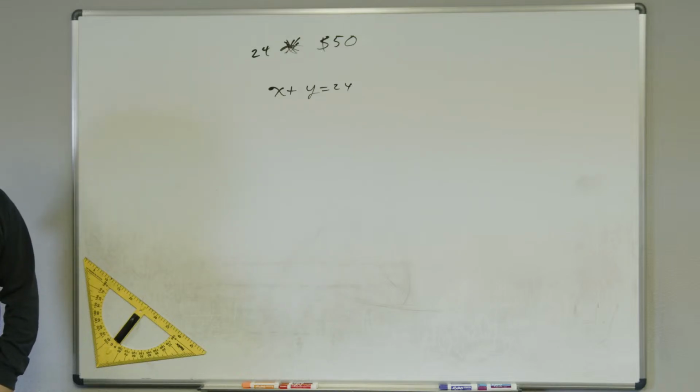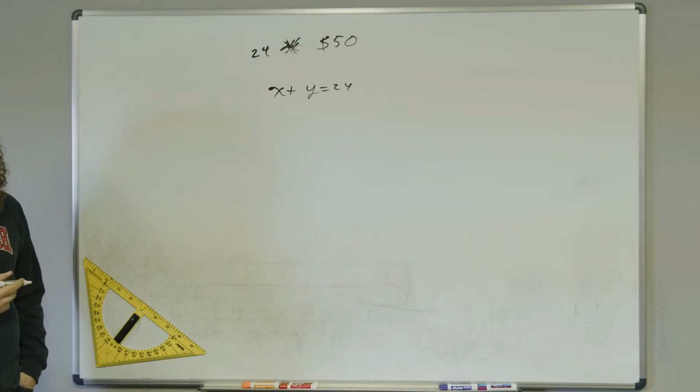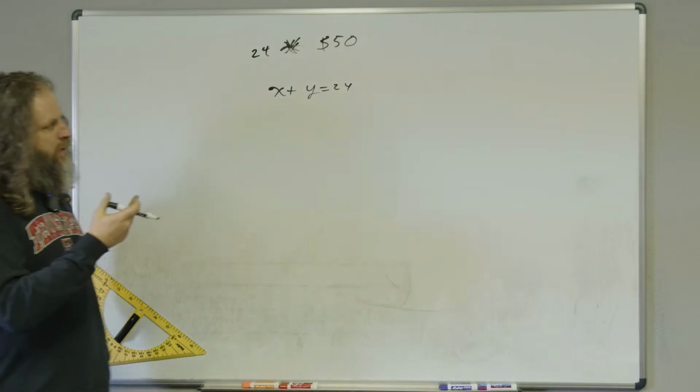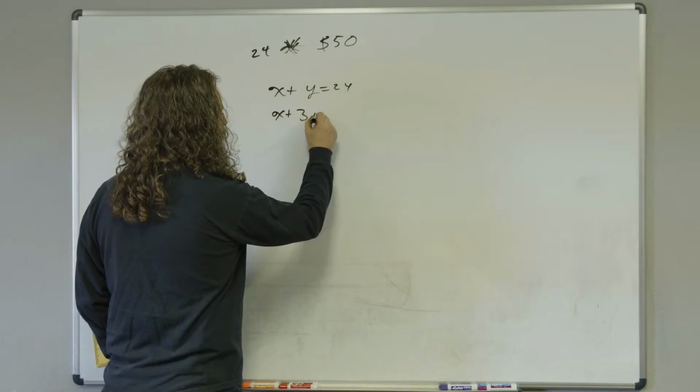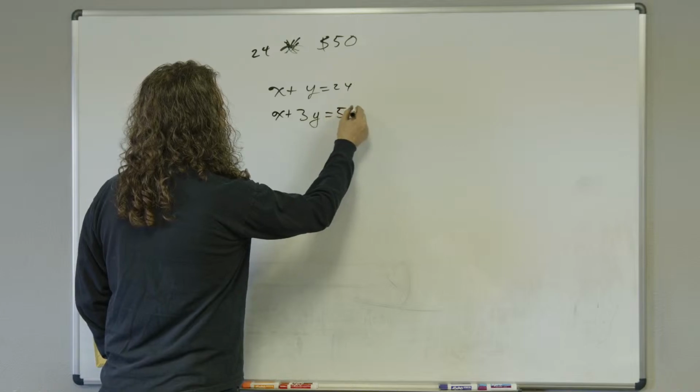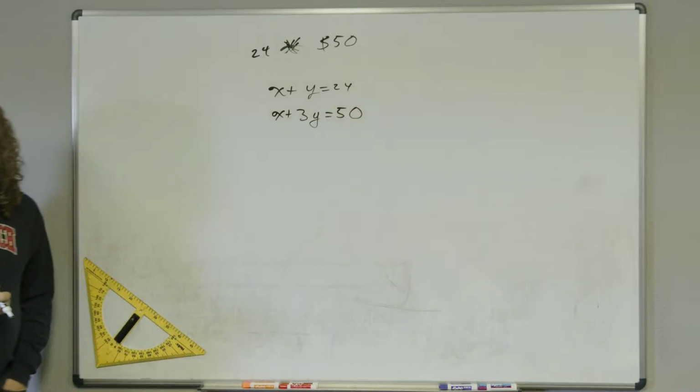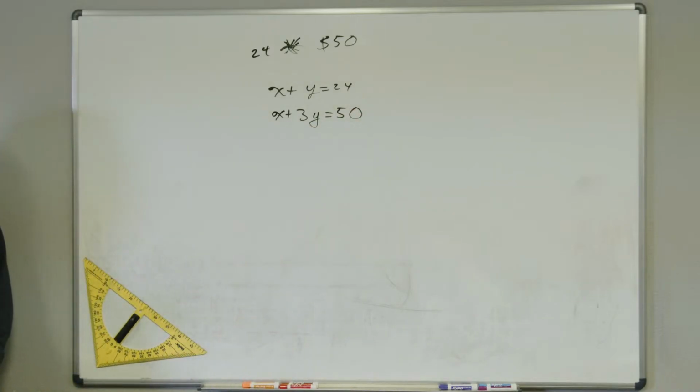So, not quite. How much did one of them cost and how much did the other one cost? $1 fireworks and $3 fireworks. So, $1 fireworks plus $3 fireworks equals $50. Right? Now we can solve that.